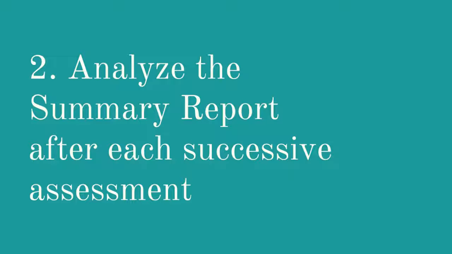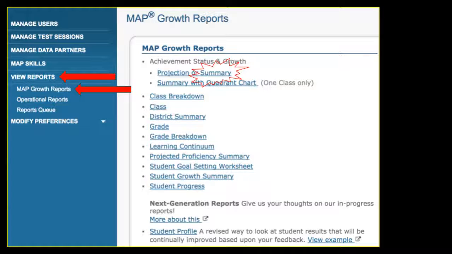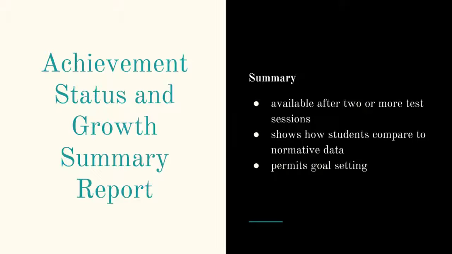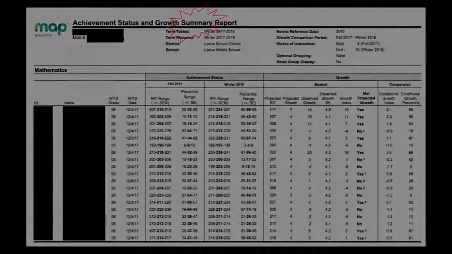Second step is to analyze the summary report after each successive assessment. So after the first one, you can go to View Reports, Map Growth Reports, and click Summary. The summary report will give you information to compare 2 or more. After they have 2, 3, or more sessions, you can compare their data to the normative data, and also then permit you to set goals. You have an idea of where the student has come from and where they're going, and allows you to project that growth that you want.